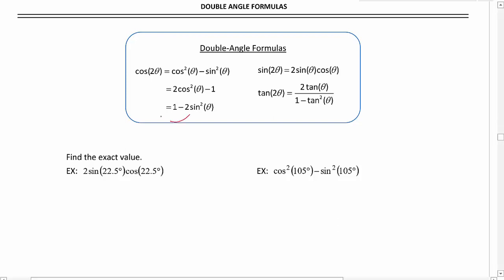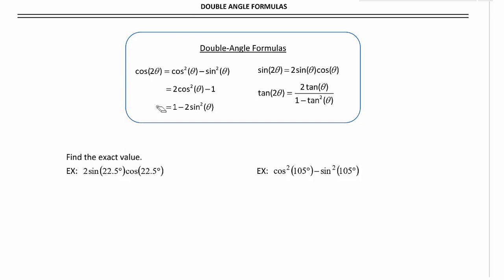Maybe something's written like this and we want to rewrite it as cosine of 2 theta and then evaluate it from there. Or we use these when we are looking just to transform our equation or expression into something that looks different so we can do algebra with it.